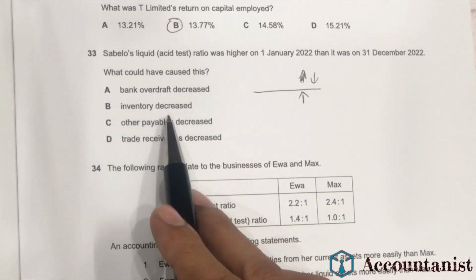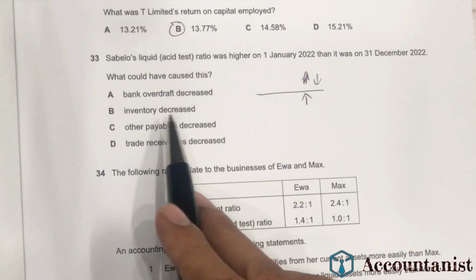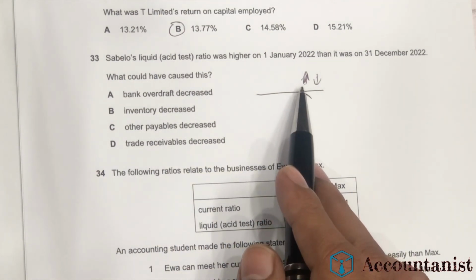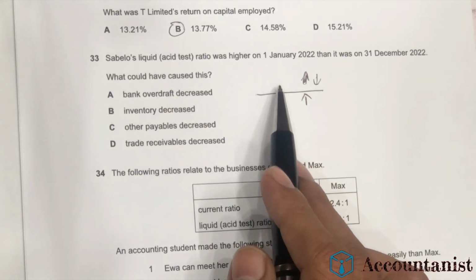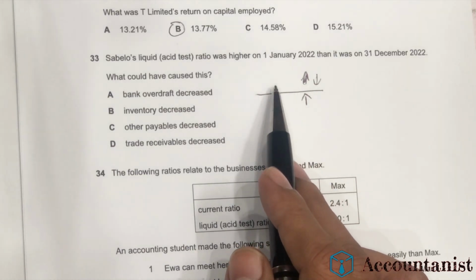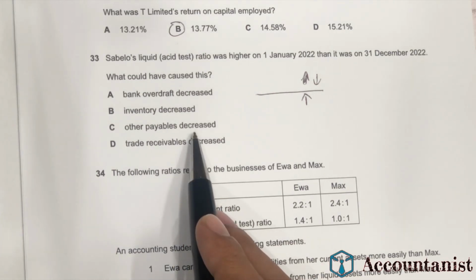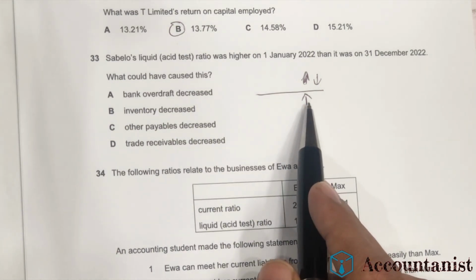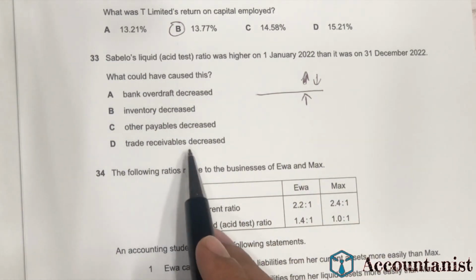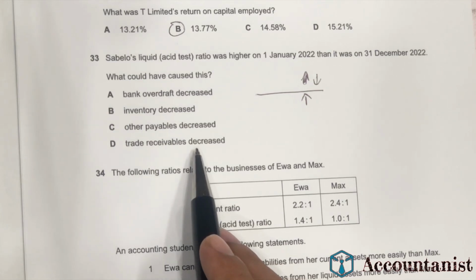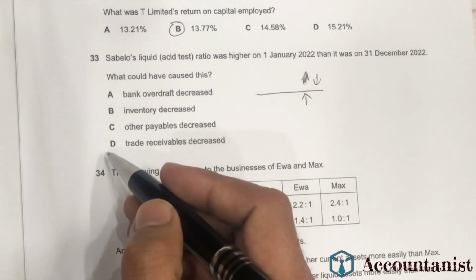So inventory is going to decrease. We deduct the inventory from here, so if it decreases, less will be deducted, which means the figure will be more. Obviously this will not be the right answer. The other payables decrease means the other liabilities are going to decrease, so obviously that will again not be an answer. The trade receivables decrease means the current assets are going to decrease. So the right option here is option D.